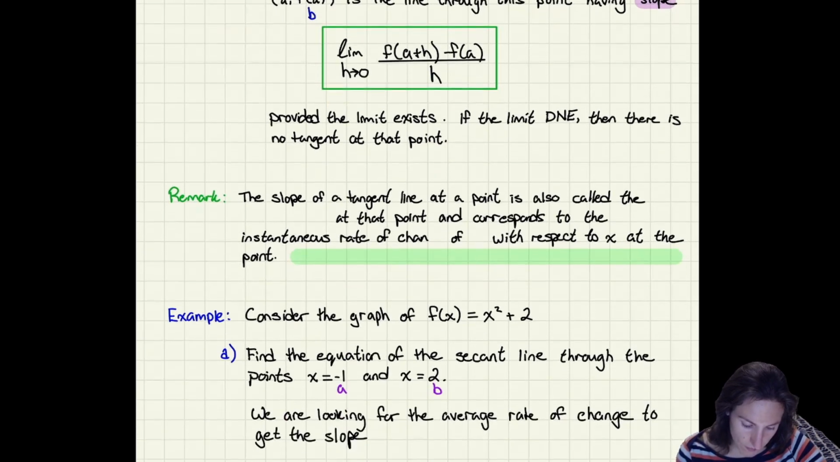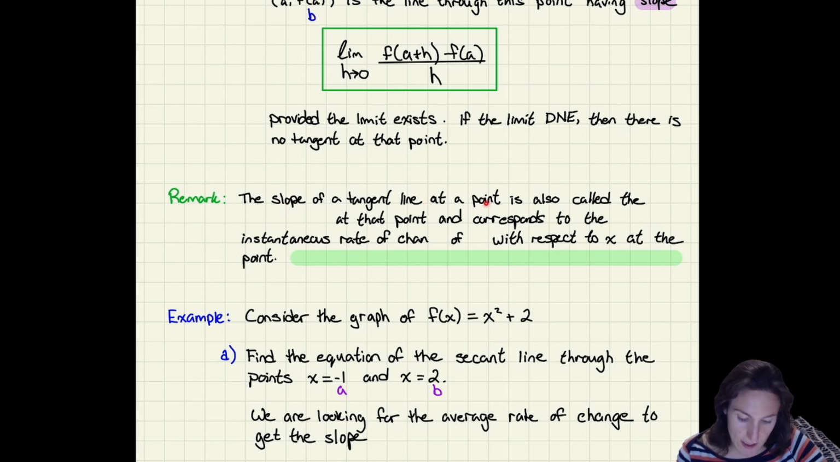Okay. Now, the slope of a tangent line at a point is also called the slope of the curve.